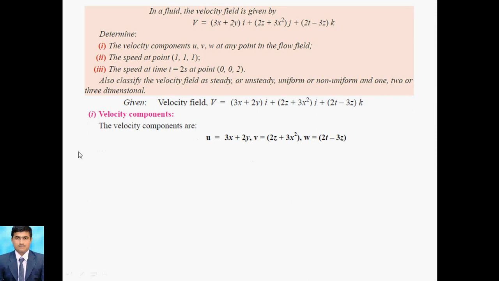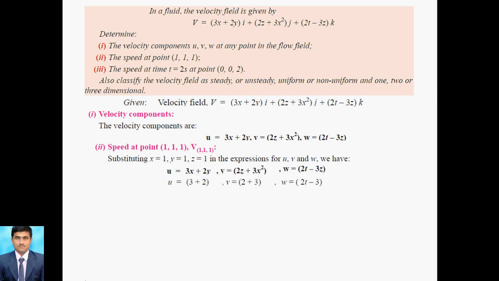Now we put the value of (1,1,1), that is x equal to 1, y equal to 1, z equal to 1. After putting the values into u = 3x + 2y, v = 2z + 3x², w = 2t − 3z, we get u is 5 units, v is 5 units, and w is 2t − 3 units.